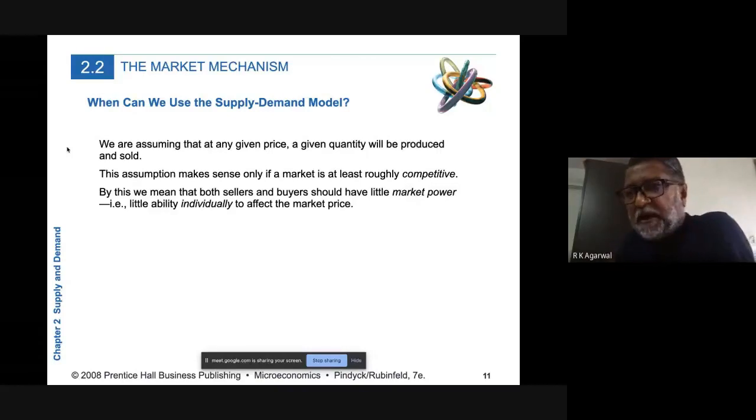But imagine a market where there is only a single seller of a product. What do we call such a market? Monopoly.